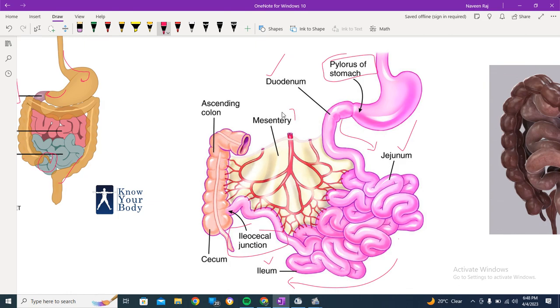And the ileum, through the ileocecal junction, enters the large intestine. And here is the blood supply, which is called the mesentery. And here is the part of the large intestine, the cecum, and there is the ascending colon. So at this point the ileocecal junction connects that.